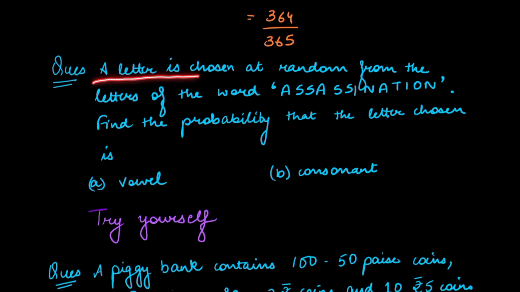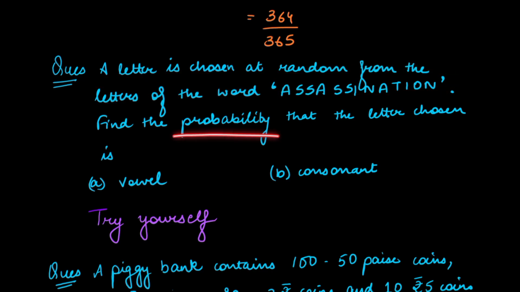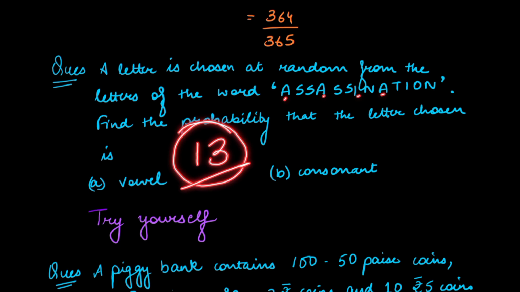Now, a letter is chosen at random from the letters of the word ASSASSINATION. Find the probability that the letter chosen is a vowel. Now, it is a very, very simple question. How many total letters are there in this word? 1, 2, 3, 4, 5, 6, 7, 8, 9, 10, 11, 12, 13. 13 are the total letters that are there in this word.